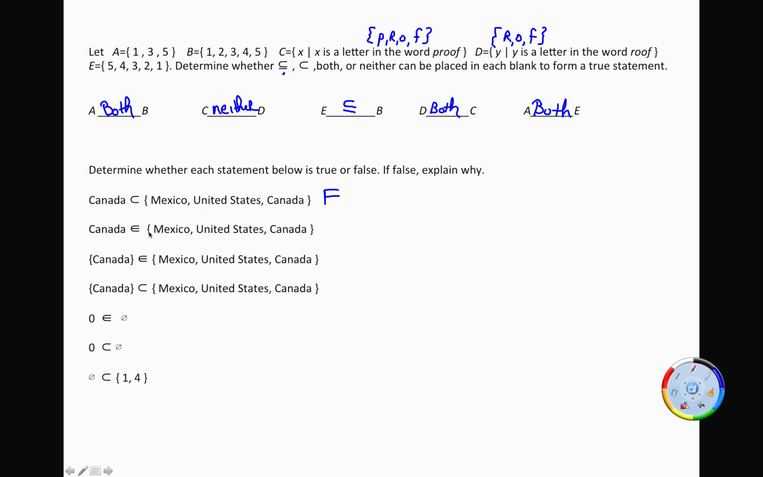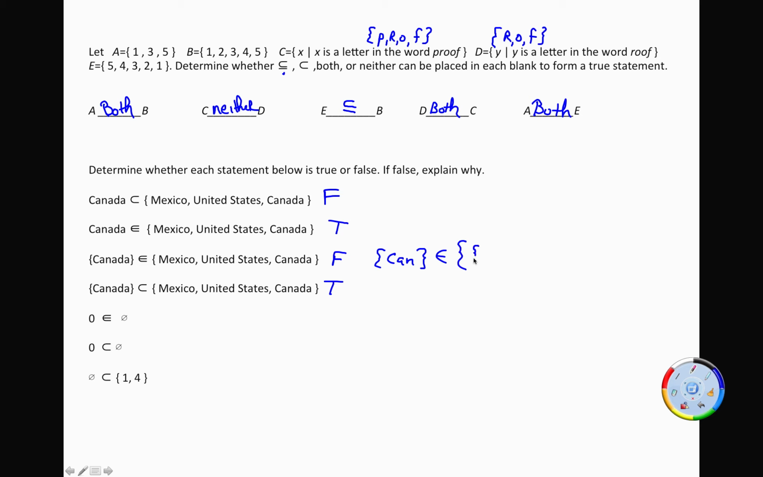However, it is an element. This is the set with elements Mexico, United States, Canada. Yes, Canada is one of the elements here. Now, if we were to list Canada as a set, the set with the element Canada, now I can call that a subset. But it is not an element. No, it is not an element, but it is a subset. In order for this statement to be true, it would have to look like this. I'm going to use an abbreviation here. Canada is an element of the set.